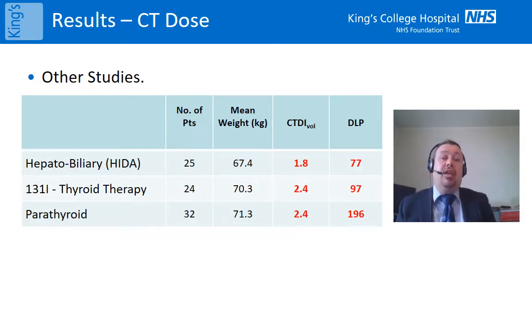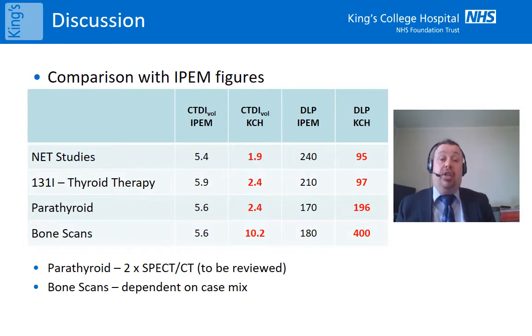SPECT-CT is used in hepato-biliary imaging studies to establish the location of a bile leak. It is also used for localizing uptake in iodine-131 post-therapy studies for thyroid carcinoma. And indeed, you can see we've also used it for parathyroid imaging. For each of these, we've produced our own local DRLs. National DRLs have been released.